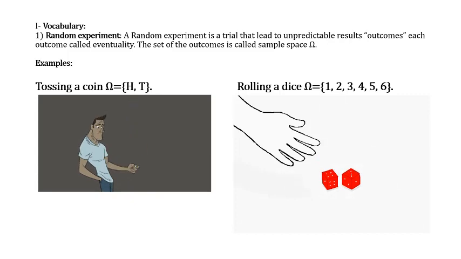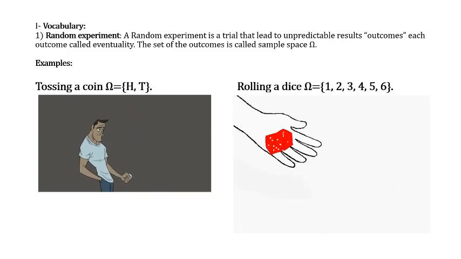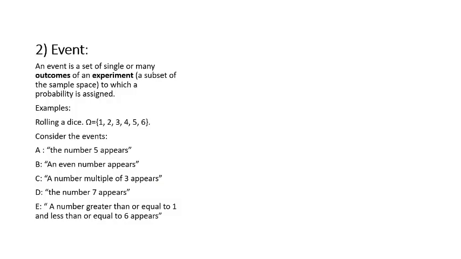Okay. Or rolling a dice. When you roll a dice, you have 6 possibilities. You could have 1, 2, 3, 4, 5, 6, and this is a random experiment. Okay. Event. What is an event? An event is something that happens in a random experiment. The objective of this chapter is to know how much it could happen. An event is a single or many outcomes of an experiment. Example, in rolling a dice, the universe omega is 1, 2, 3, 4, 5, 6. These are all the possible outcomes.